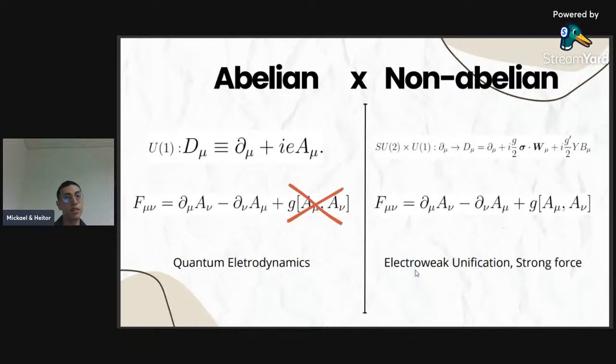And of course, just to summarize everything, the main differences, just like Heitor said, right? For the group U(1), we usually have a covariant derivative written in this way in here.